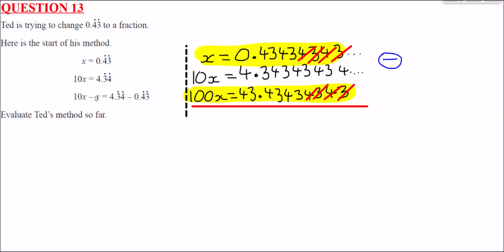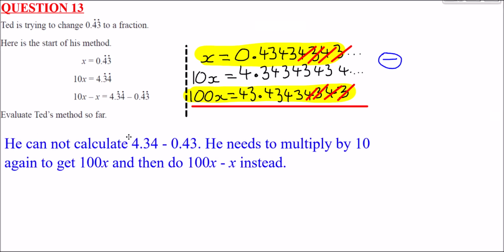You can't do 10x take away x because there's no cancellations. So that's why he's wrong. In terms of you explaining it, you'd have to put something like this to the examiner. Essentially you can't do 0.34 recurring minus 0.43, because there's no cancellations. What he needed to do would be to multiply by 10 again to get 100x, and then do 100x take away 1x instead, rather than try and 10x take away 1x, which is impossible using his method. So that's his mistake. That's our answer.